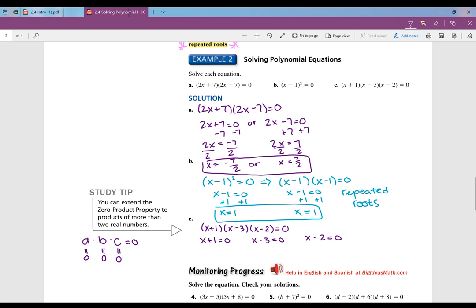So if we solve for x + 1, we would subtract 1 from both sides to get x = -1. Then for x - 3, we're going to add 3 to both sides, get x = 3. For x - 2, we'll add 2 and get x = 2. So either x = -1 or 3 or 2.